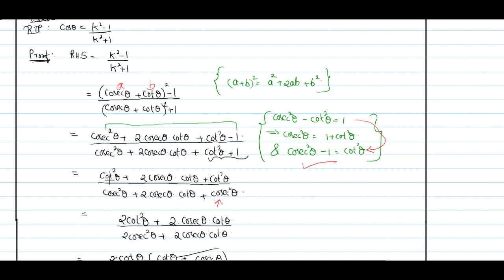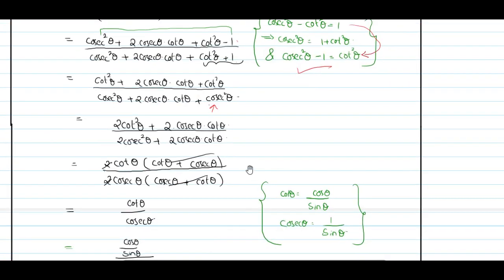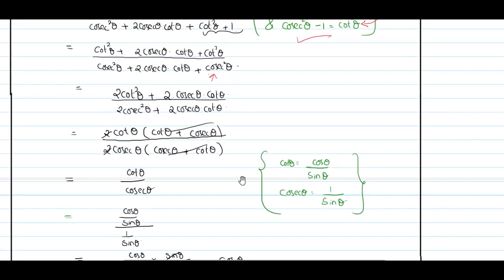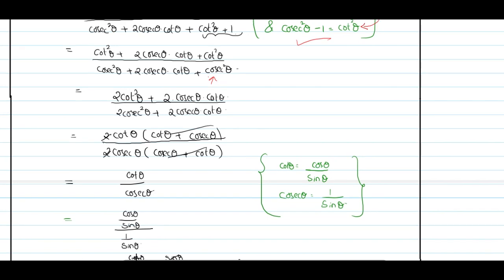Now, as x plus x is equal to 2x, cot square theta plus cot square theta will be equal to 2 cot square theta, plus this we are writing as it is, that is 2 cosecant theta into cot theta, by cosecant square theta plus cosecant square theta, which will be 2 cosecant square theta, plus this thing we are writing as it is, 2 cosecant theta into cot theta. Now, moving ahead, we have 2 cot square theta plus 2 cosecant theta cot theta.